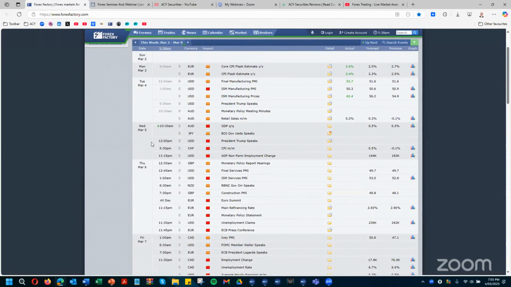So Wednesday, 10:30 AM, Aussie GDP coming out. Midnight, or should I say midday, 12 PM, US President Trump speaks. 5:30 PM for the Swiss, we've got CPI month on month, so inflation data. 11:15 PM for the US, we have ADP and non-farm employment change figures. 1 in the morning on Thursday, ISM Services PMI.